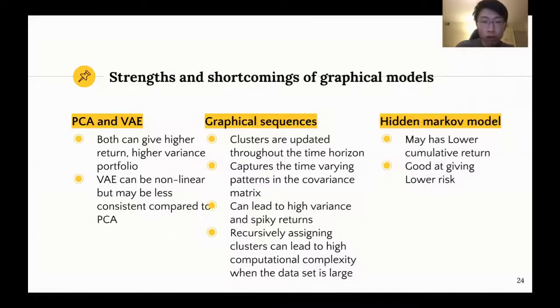Here are some strengths and shortcomings of each graphical model. PCA and VAE can both give higher return and higher variance portfolios. The VAE can be nonlinear, but it can be less consistent compared to PCA. In graphical sequences, the clusters are updated through the time horizon. They can capture time varying patterns in the covariance matrix, but it can lead to high variance and spiky returns. It can also lead to high computational complexity when the dataset is large. Hidden Markov models can give lower return and lower variance portfolios.